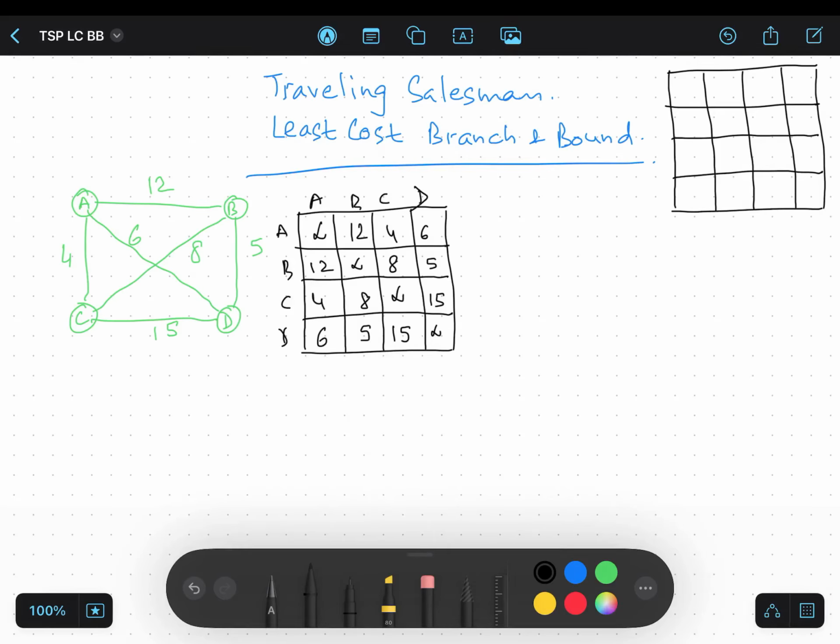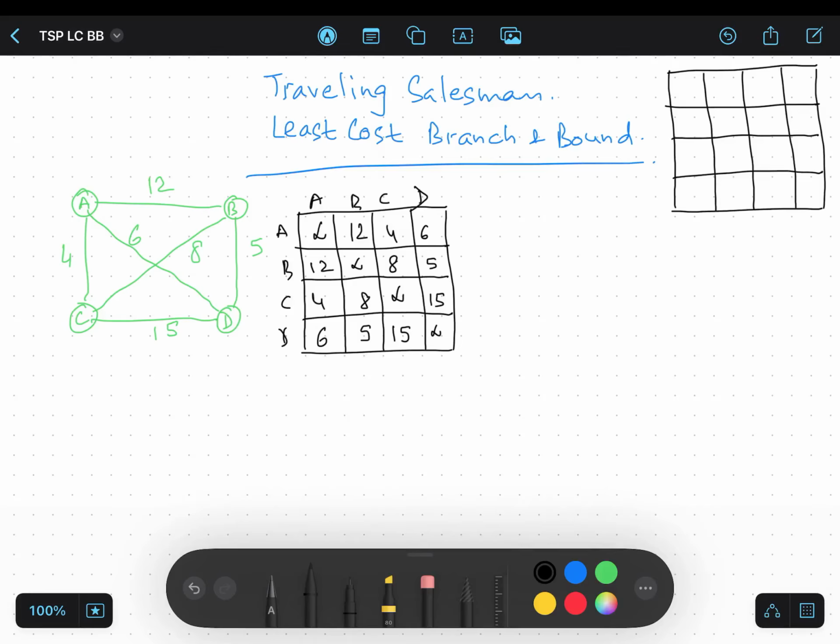The diagonals are set to infinity so that we don't try to go to the same node from the same node. So we don't want to go from A to A or B to B or C to C or D to D. That's why they are set to infinity.